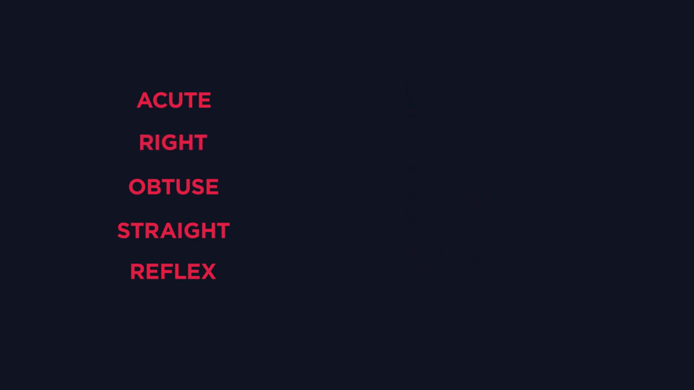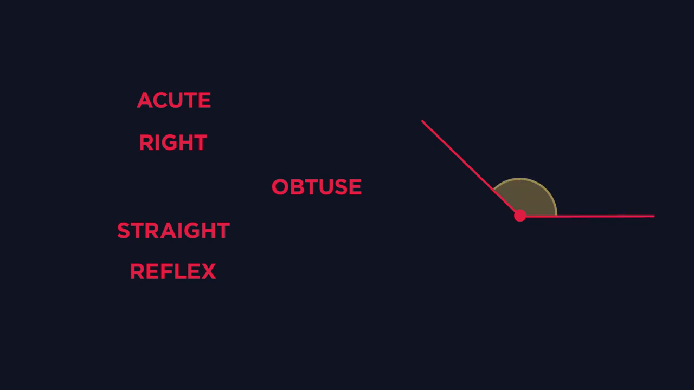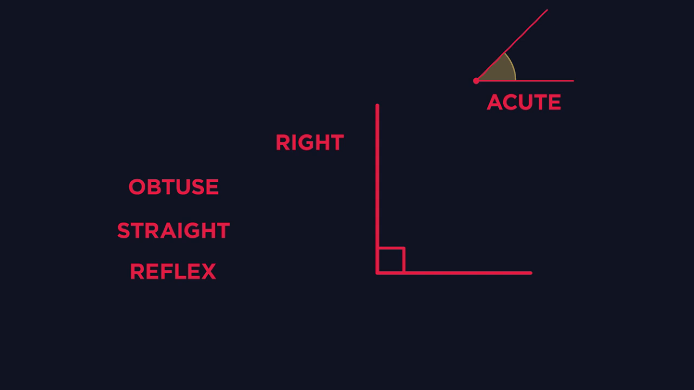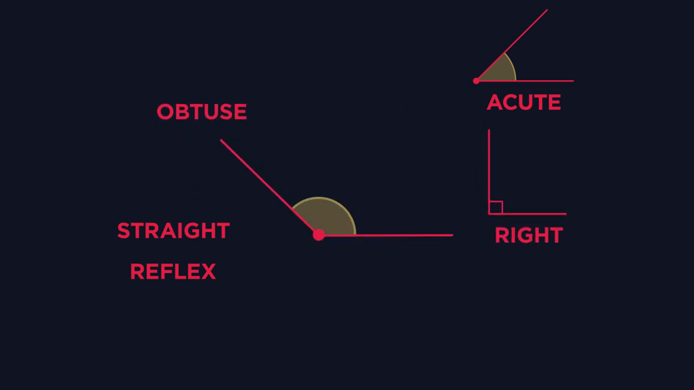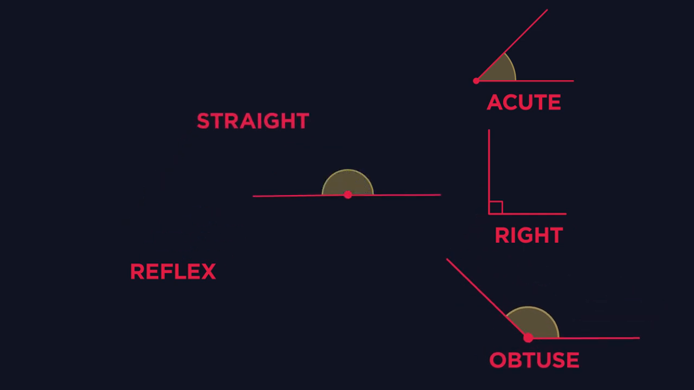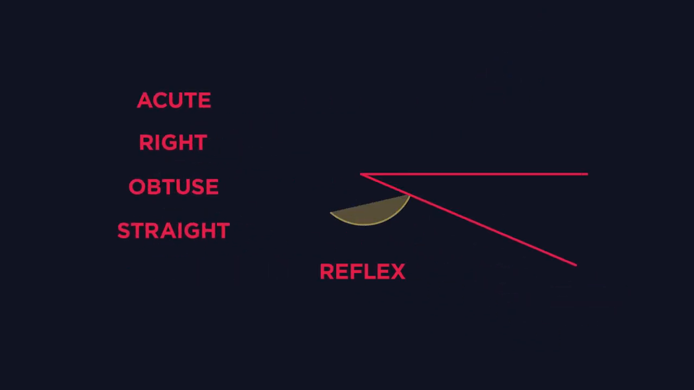Next up, we have obtuse angles. These are bigger than 90 degrees, but smaller than 180. They go from right angles to straight lines at 180. So less than 90 is acute, exactly 90 is right, and from 90 to 180 is obtuse, to a straight line at exactly 180. So then last up are angles bigger than 180 degrees. These are called reflex angles.